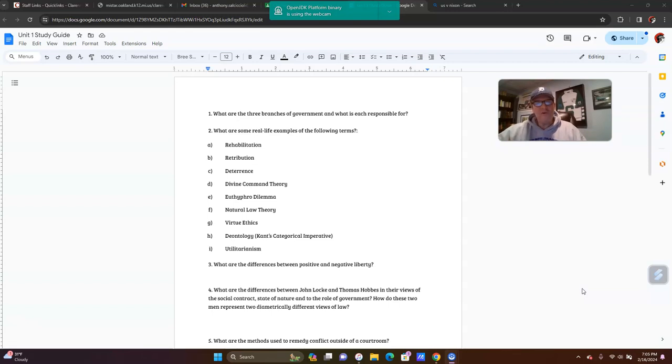And then question 2 has to do with philosophies we deal with in law. Rehabilitation. So that's somebody who made a mistake. You give them a pass and you try to help them along, give them the tools they need to be okay. Retribution is the opposite. That's straight up punishment. You messed up. We want you to suffer.